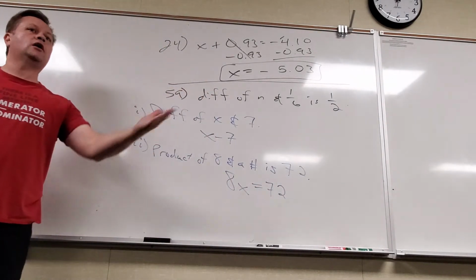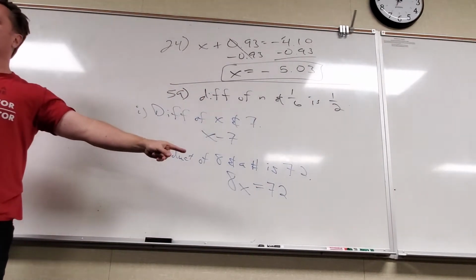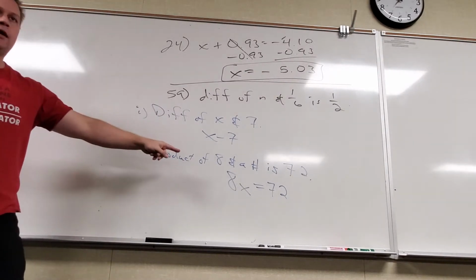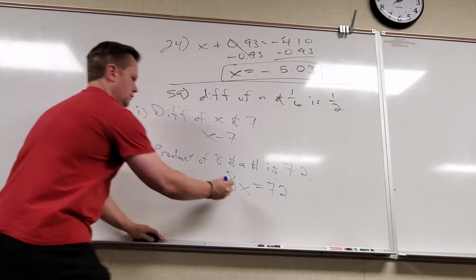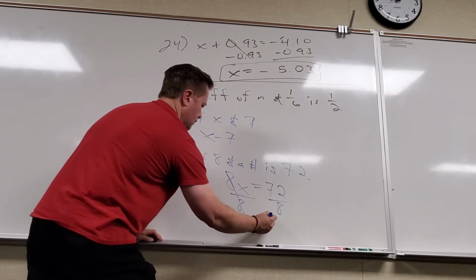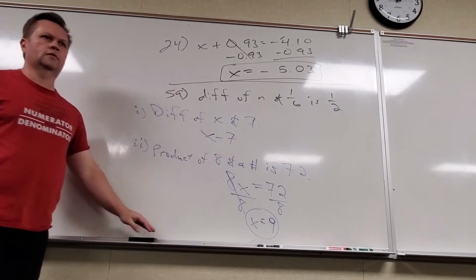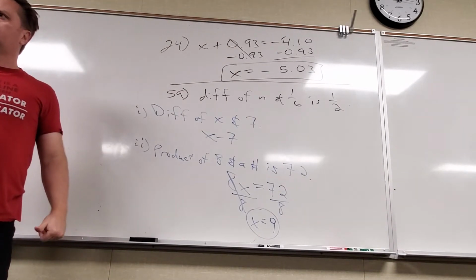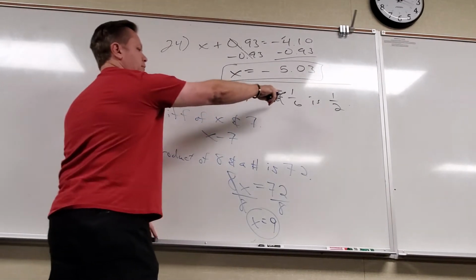And then solve, and how do I solve that? Divide by 8, because I want to kill the 8. X equals 9. So look back up at the original problem we had up here.